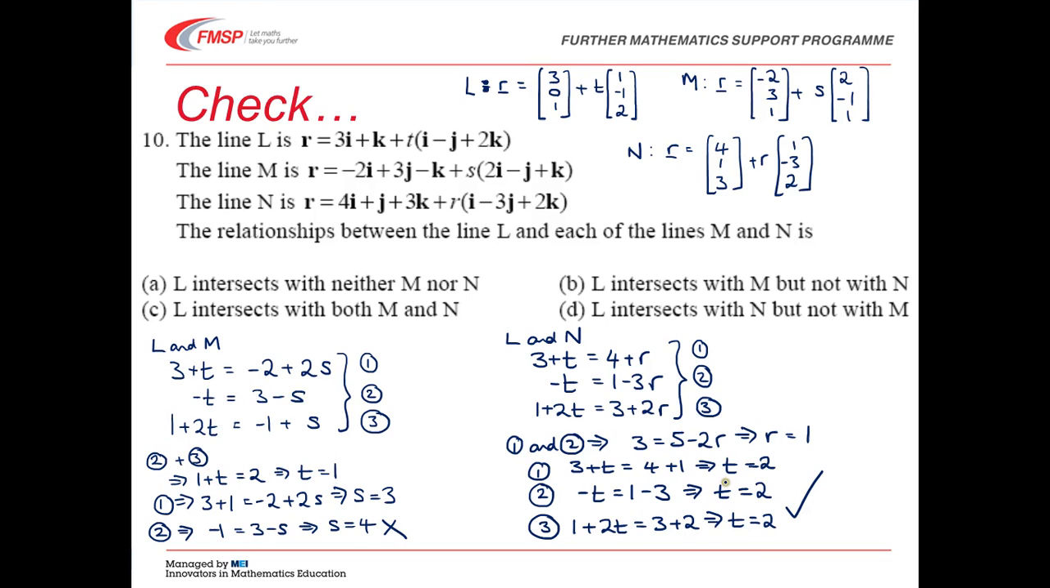So the lines L and N do intersect, but L and M do not intersect. And that's option D.